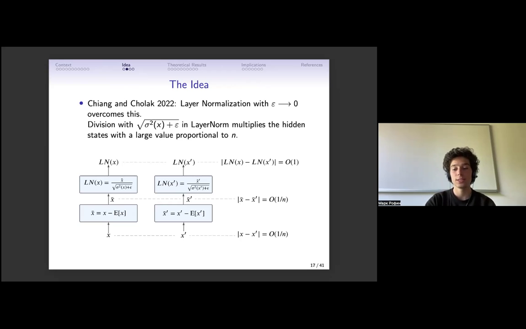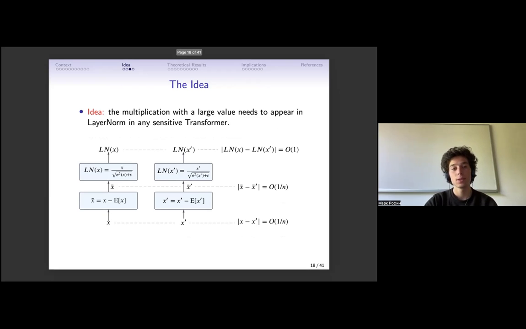And the basic idea for the proof that all sensitive functions are hard is to say that this is true not only for parity. Chiang and Cholak created this construction just for parity, but this multiplication with a large value needs to appear in layer norm for any sensitive transformer. So not only for parity, but for any function with high sensitivity, because for any function with high sensitivity, you have this problem of the outputs being too close to each other, and you need to somehow make them far from each other, and you make them far from each other via multiplying them with a large value in layer norm.